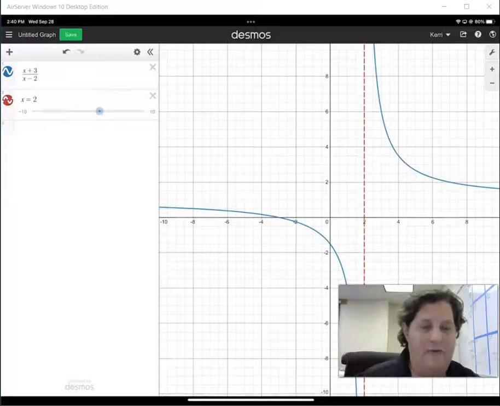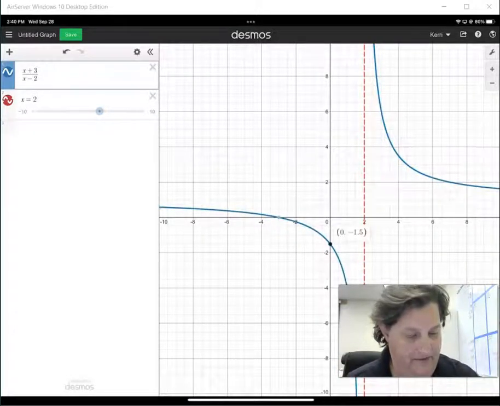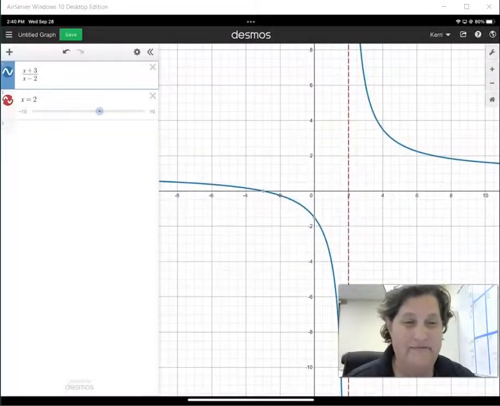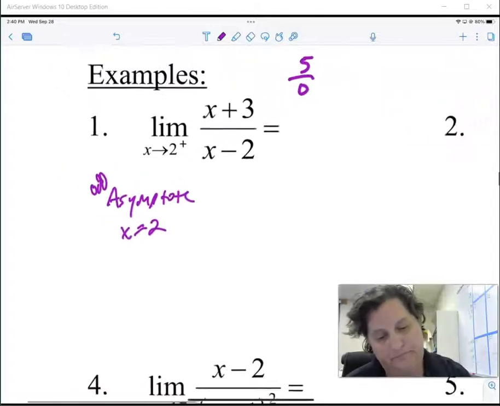Okay. Now from a graph, I can see that from the right, I'm going to positive infinity. From the left, I'm going to negative infinity. Like I can see that on a graph. What if it doesn't give me a graph? There's actually a pretty easy way to do this, all right?